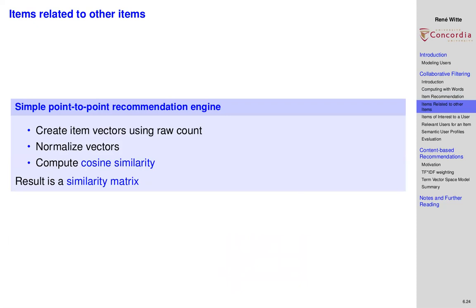So we created the item vectors using the raw count. And in our case, we use the raw count of tags, but you can also use any other kind of interaction, that users liked something, and whatever you have collected as metadata. We then normalized the vectors, computed the cosine similarity, and created the similarity matrix.